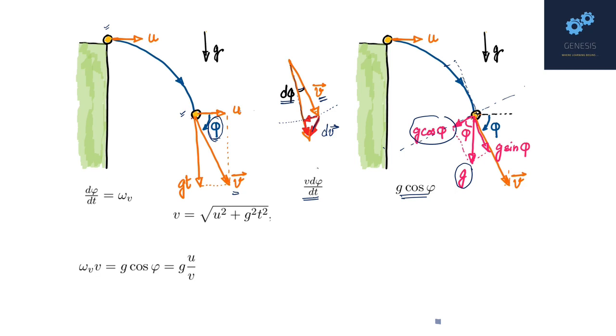I am writing d phi by dt as omega v. So this term becomes omega v into velocity, is equal to g cos phi. Now look at this triangle. In this triangle, you can clearly see cos phi is equal to u by v. So we substitute this, and the value of v we know from here. So from this equation, we can get the omega v as ug by u square plus g square t square. This is your final answer.